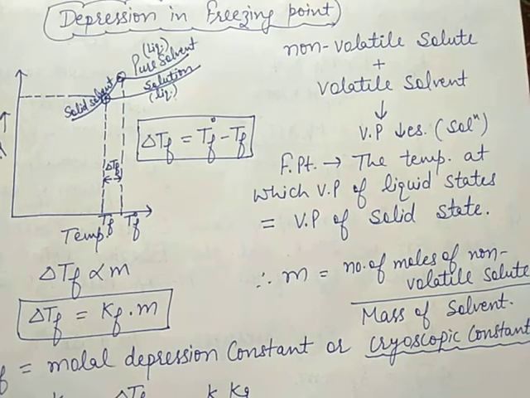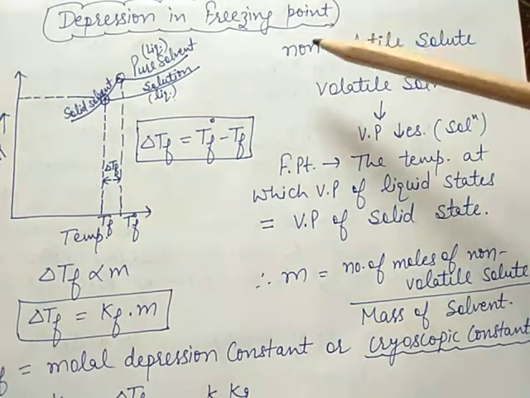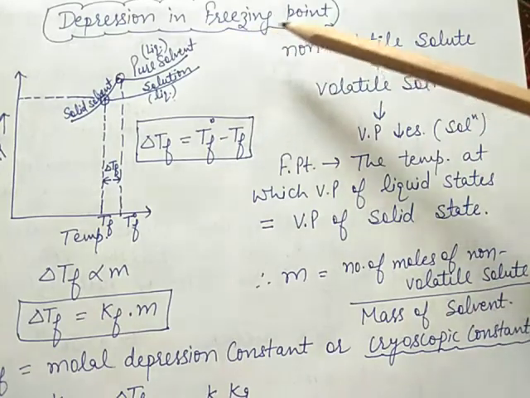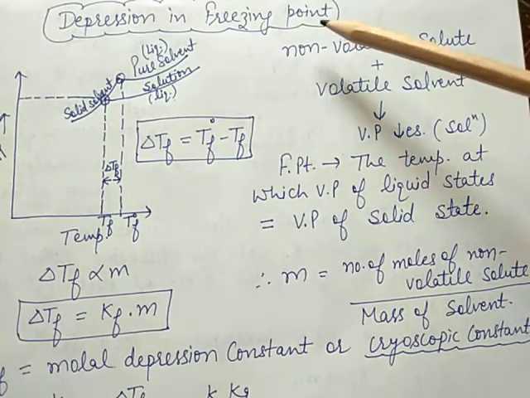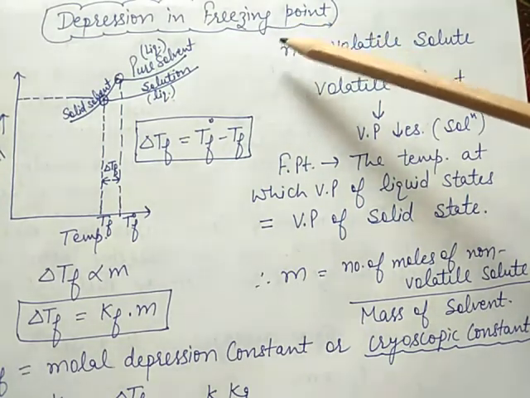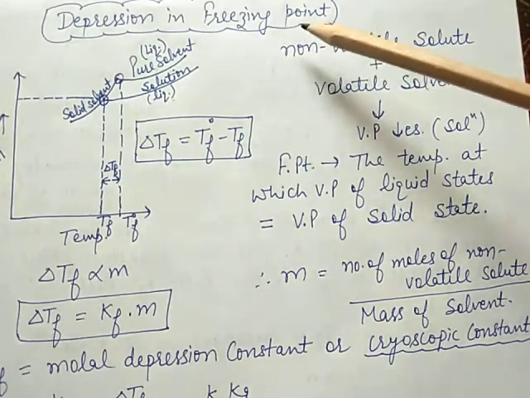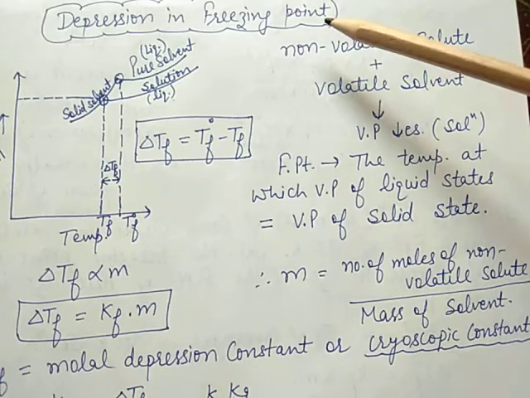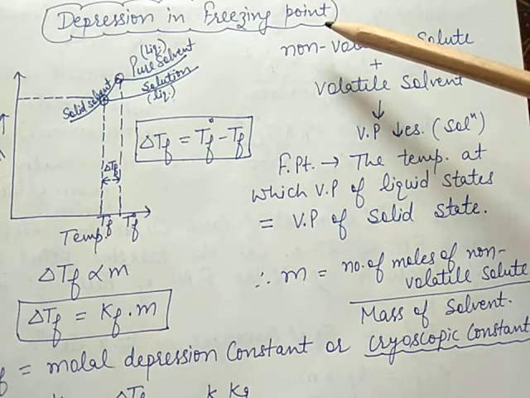Good morning, students. Today's topic is depression in freezing point. This is the third colligative property, which depends on the number of moles of particles like atoms, ions, or molecules.